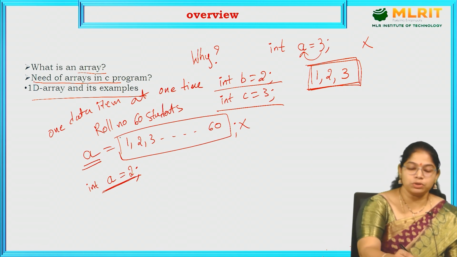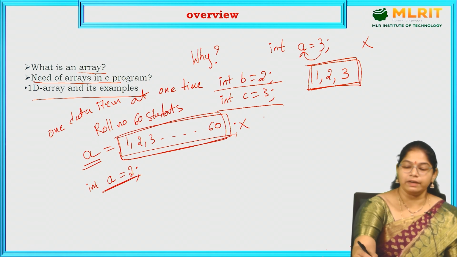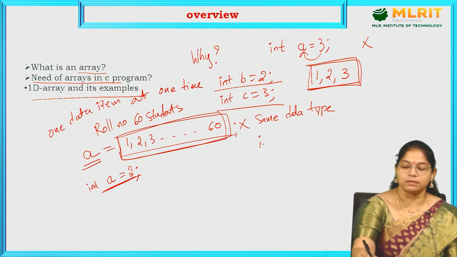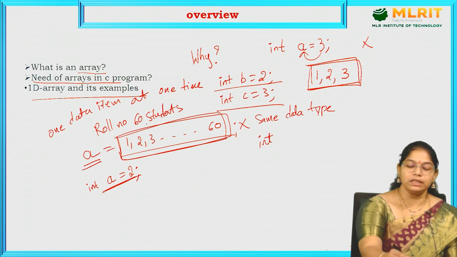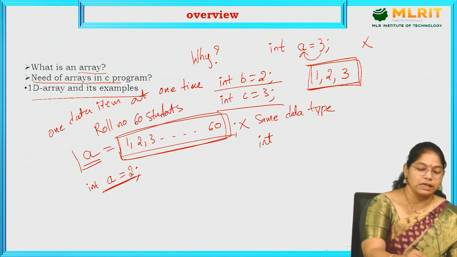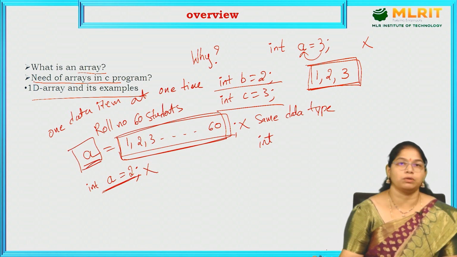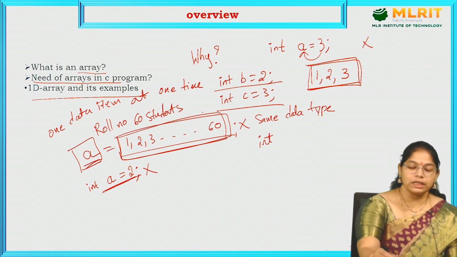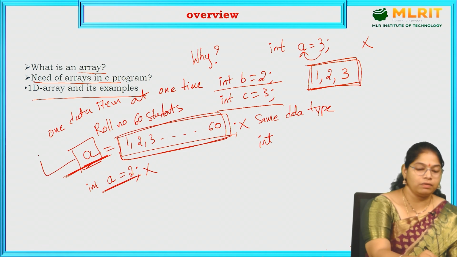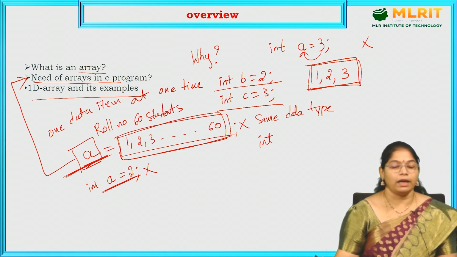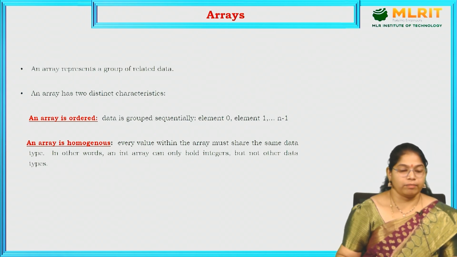That means a normal variable can store only a single data for one time. But I want to store the roll numbers of 60 students. Roll numbers are all of the same data type, that is integer. Here I consider integer data type. If I want to store all these 60 roll numbers under a single name with a normal variable, it is not possible. But if I want to store these roll numbers of 60 students with a single name, then we can do that using arrays. So what is an array?